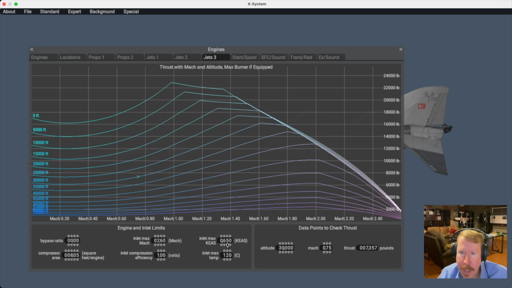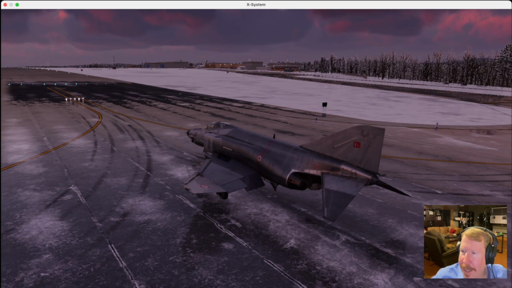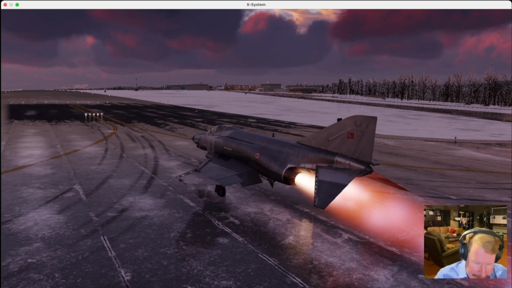So anyway, that's how you enter this stuff into X-Plane. And I will let you take these airplanes flying yourself, because you don't need me to show you how to do that. You can do that on your own. Oh, who am I kidding? There's no way we weren't going to go flying.